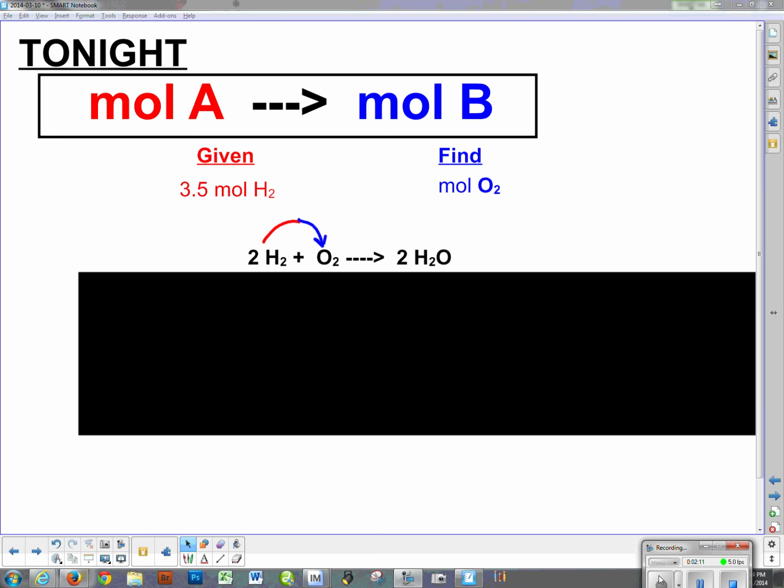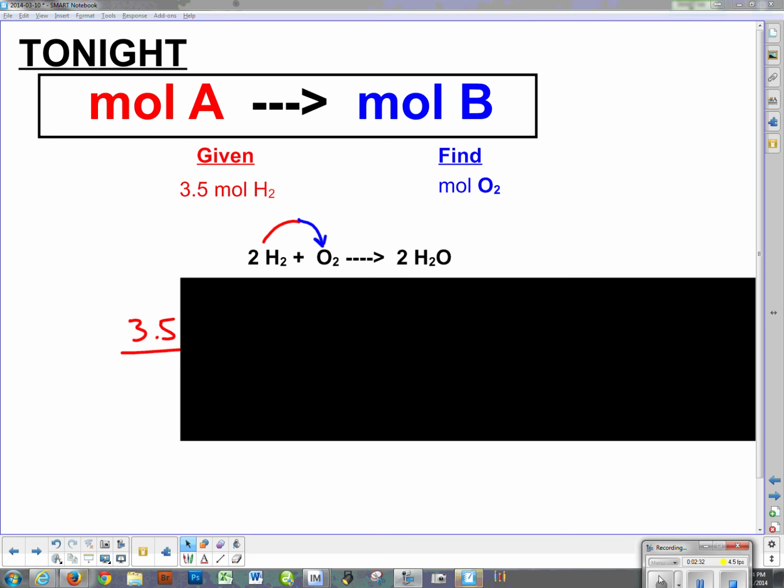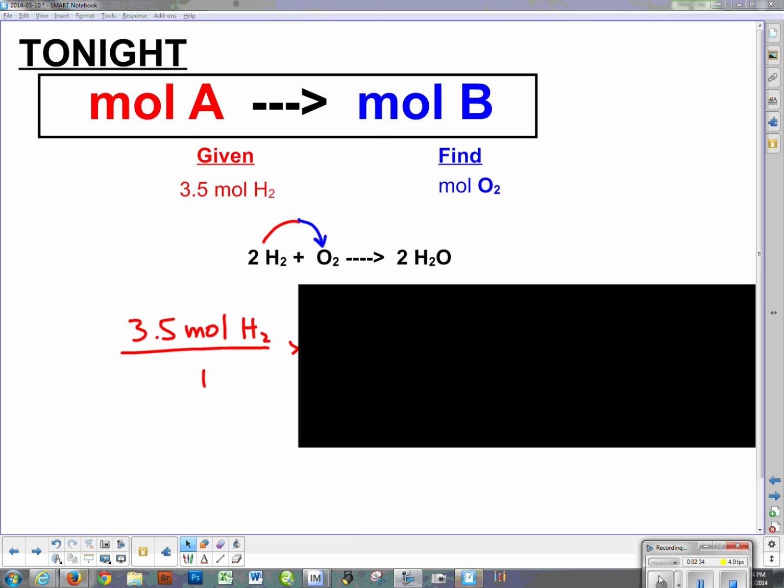So how are we going to start this particular calculation? What's on the top of the first fraction? There you go. 3.5 moles. You just panicked a little bit, that's all. There's your first fraction.